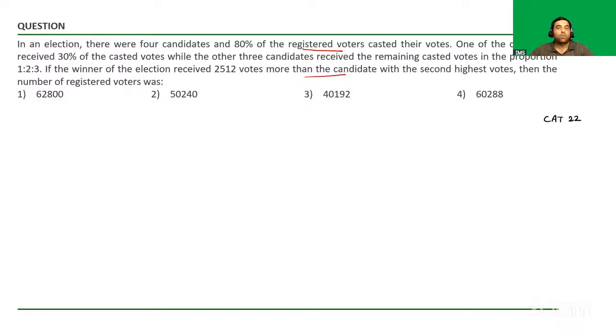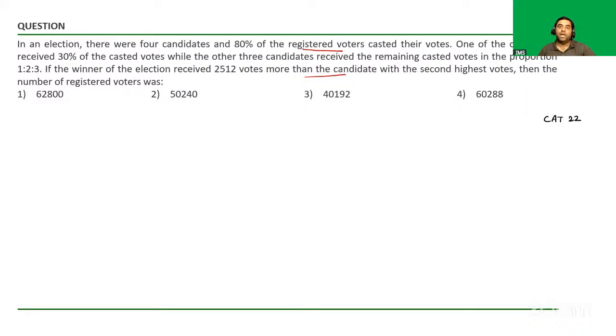So the moment I read the question, there are total registered voters. Out of those, there are some people who have casted their vote, while the remaining have not. And the people who have casted their vote to 4 candidates, they've given how much one candidate has got, and what is the ratio of the other 3? That data is there. And finally, they're asking nothing but the number of registered voters.